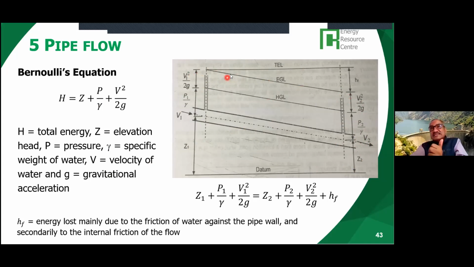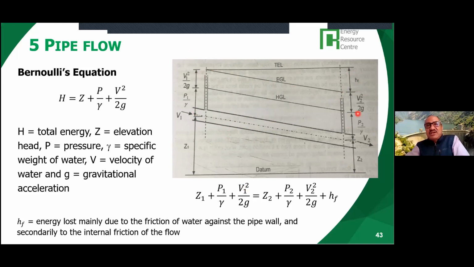Now, this energy gradient line is slightly decreasing here because there is an energy loss due to friction of water against the pipe wall and the internal friction of the flow. So between the total energy here and the total energy here there is a loss of energy. And this loss is given by hf.